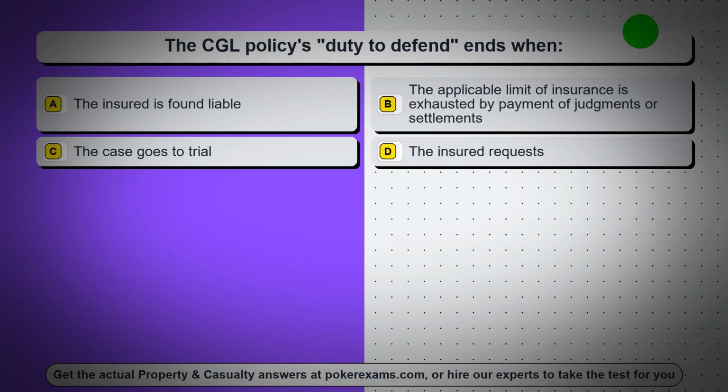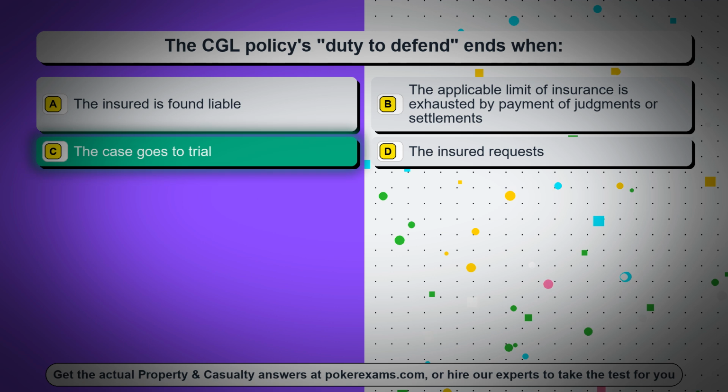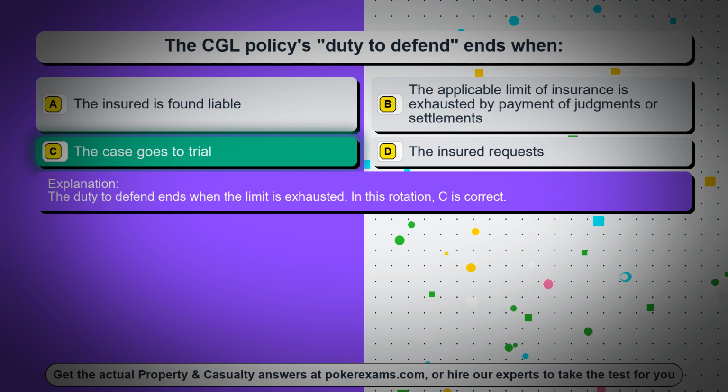Question 93. The CGL policy's duty to defend ends when? Option A, the insured is found liable. Option B, the applicable limit of insurance is exhausted by payment of judgments or settlements. Option C, the case goes to trial. Option D, the insured requests. The correct answer is option C, the case goes to trial. The duty to defend ends when the limit is exhausted. In this rotation, C is correct.